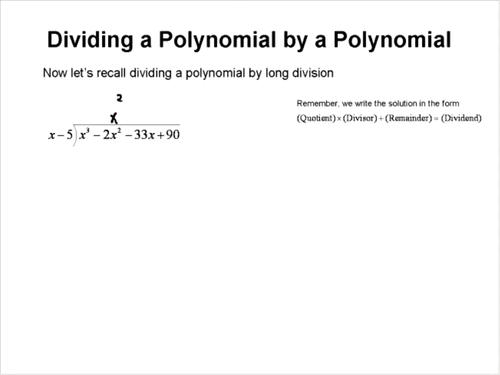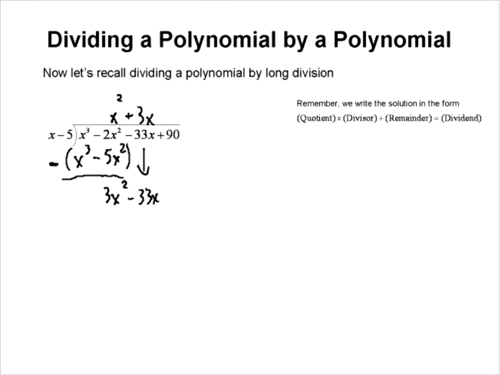Now, same thing as we did before. x squared times negative 5 is negative 5x squared. And x squared times x is x cubed. And what we always do is once we've multiplied, we subtract. So x cubed minus x cubed is 0. Negative 2x squared minus negative 5x squared is 3x squared. And then we bring down this negative 33x. We do it again. 3x squared divided by x gives us plus 3x.